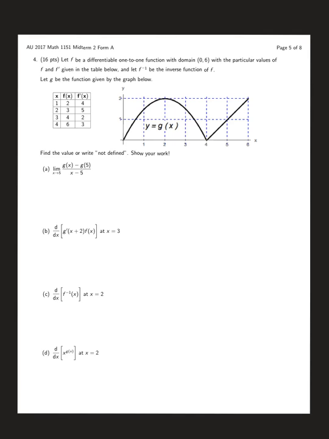The first one here is the limit as x approaches 5 of g of x minus g of 5 over x minus 5. Please note that this is the limit definition of the derivative.